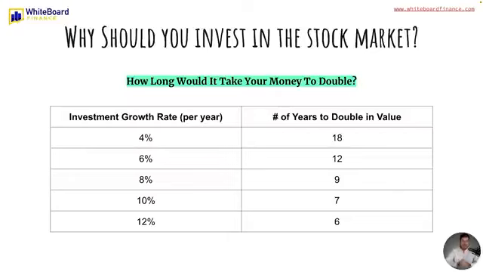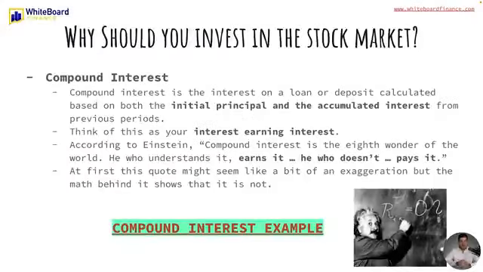And then the higher the rate of return, the less number of years it takes to double. So if we look at the bottom row, if your investment grew at 12% per year, remember the stock market has historically returned a 10% growth rate or return on investment historically. So if we take 12% per year, that $10,000 would take 6 years to turn into $20,000. Make sense? And then finally, why should you invest in the stock market? Well, it's because of compound interest.